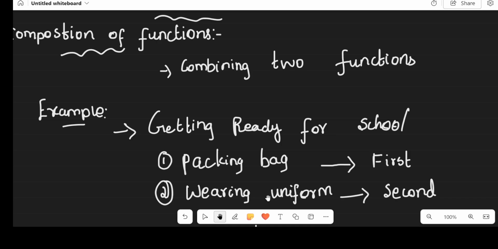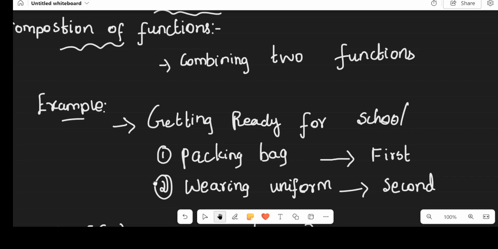But the rule is you have to follow the second thing first, and after getting dressed, you have to follow the first thing, the first function. After completing these two steps, you'll be ready for the school, right? So just assume that packing bag is one type of function, and wearing uniform is one type of function. After combining these two functions, you'll be ready for the school. So the task will get completed, right? This is the very simple concept. The same concept you are going to use in math.